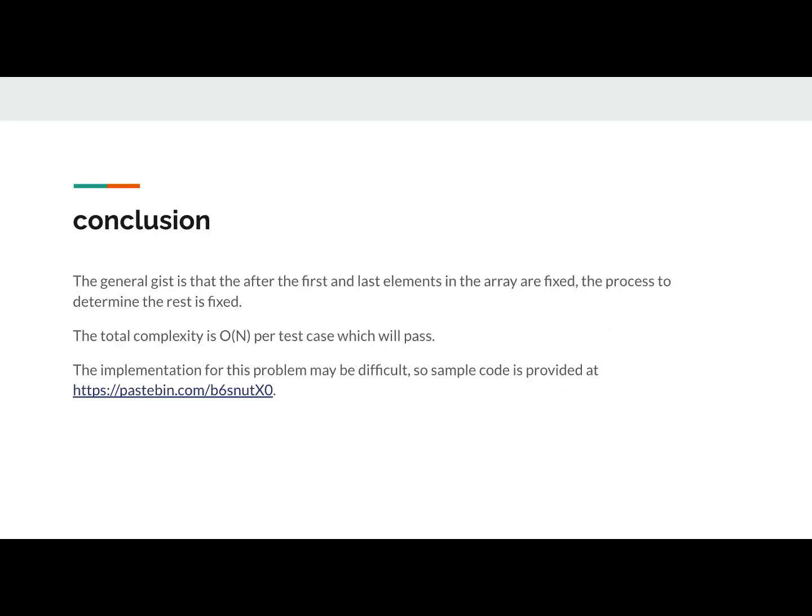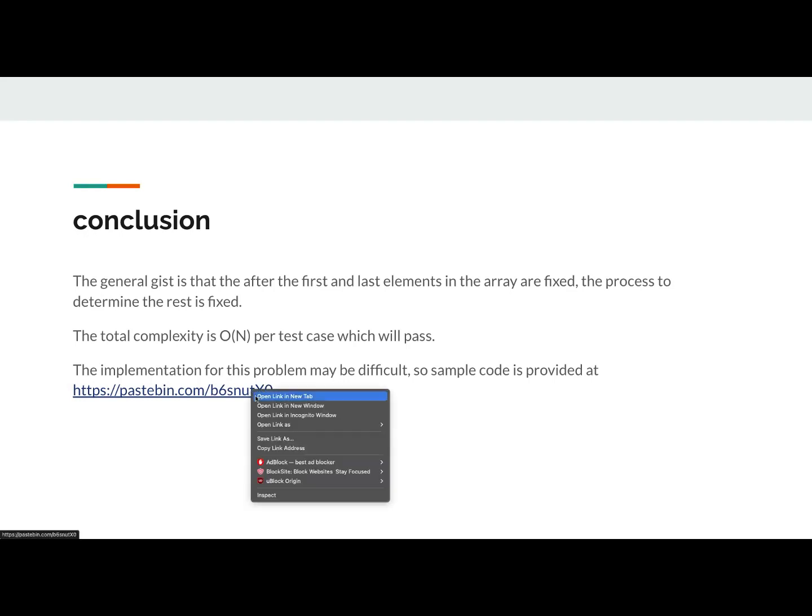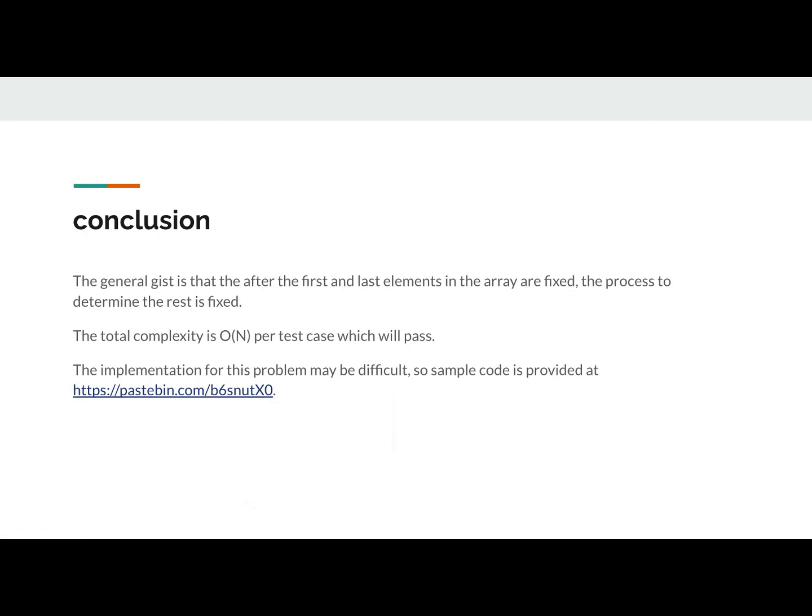One of the important overarching themes is that after the first 2 elements are fixed, the process to determine the rest is fixed. So the lexicographically minimum condition only really applies to the first element and the last element in the permutation. The total complexity is O of n per test case, which will pass under the given constraints. There's a bit of implementation for this problem, and it's possible to make some bugs, so there's sample code provided in the paste-in link. And that's all there is for problem 3.